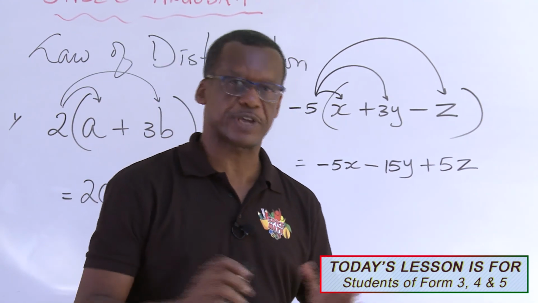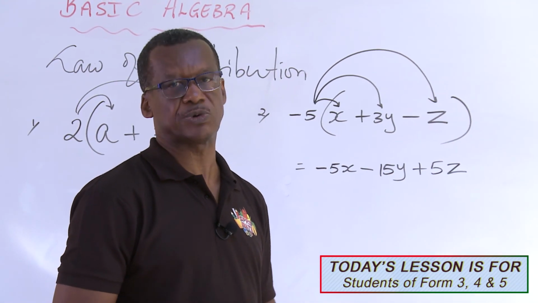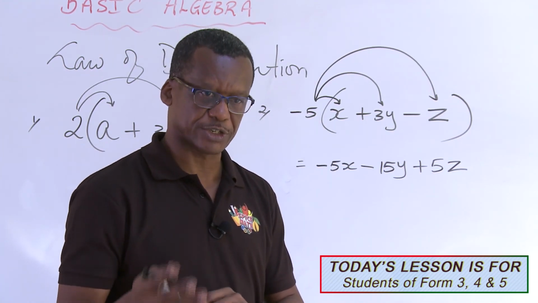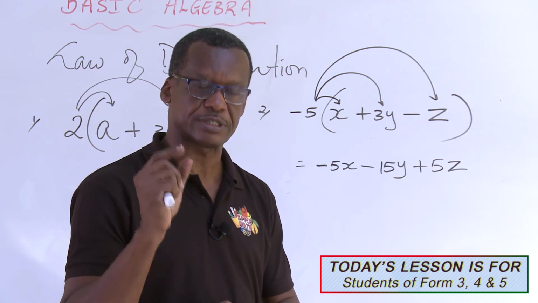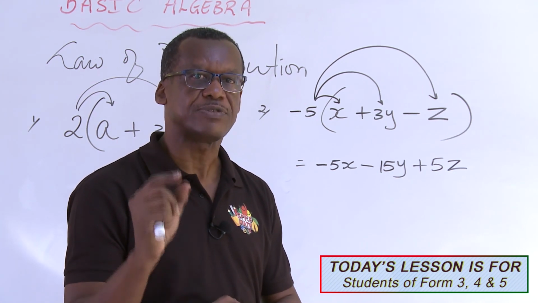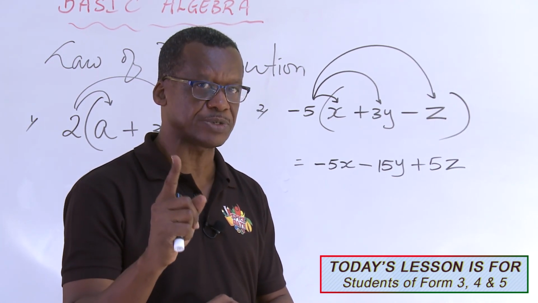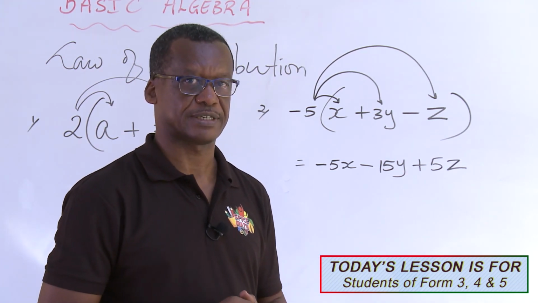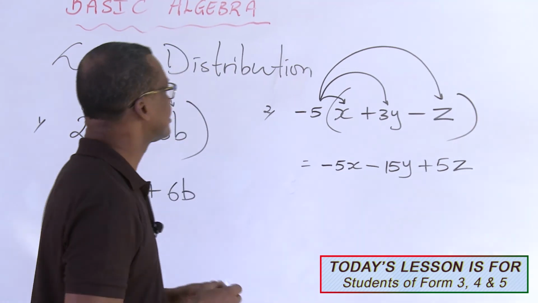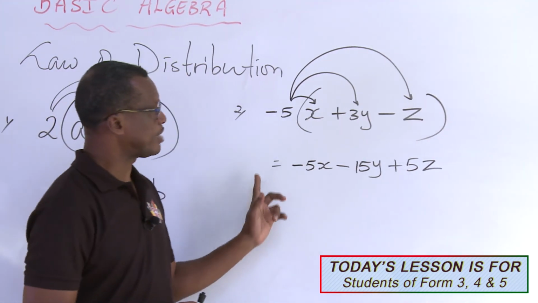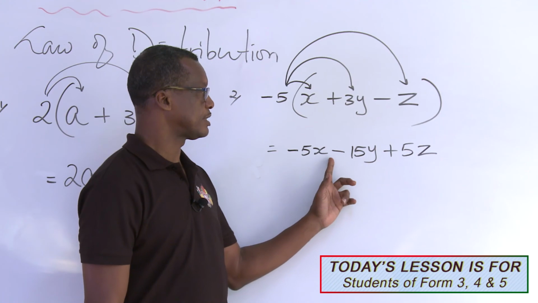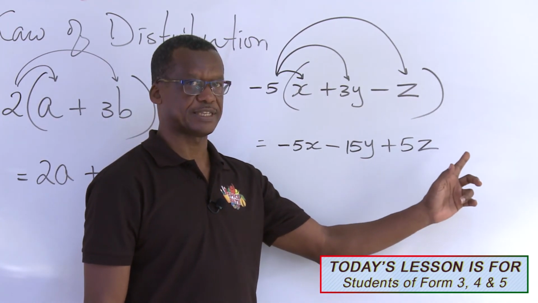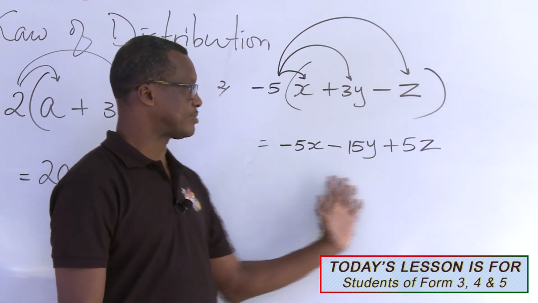And this law is very important. It comes up in almost every area of mathematics. And it requires you as a student to pay attention to the details. If you leave out any one of the terms in multiplying, the answer is incorrect. So you have to remain focused. So now, our answer would be negative 5x minus 15y plus 5z. And we complete because there are no like terms.